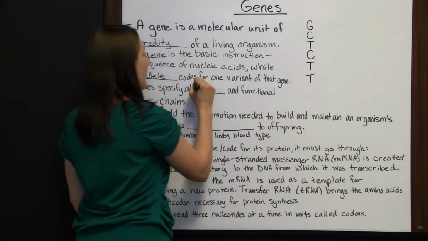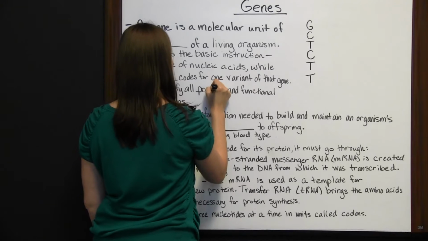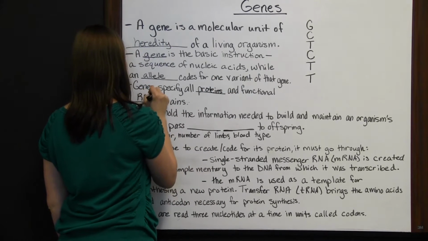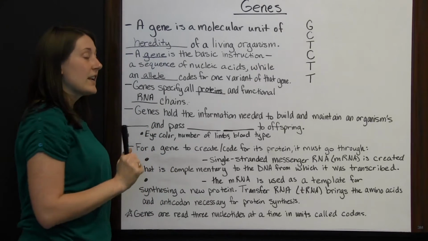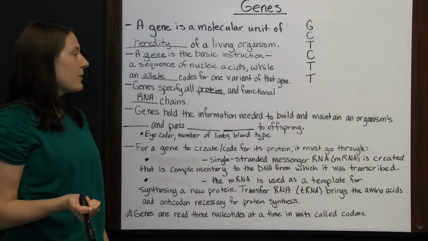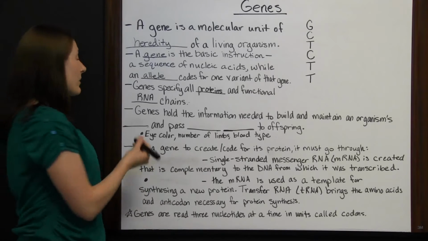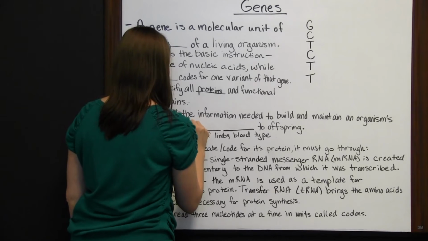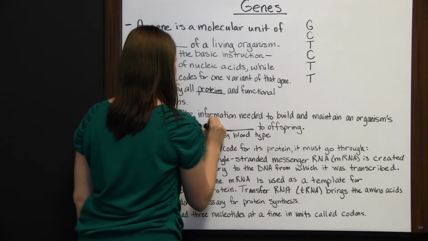Genes do specify all proteins and functional chains. So they specify how these are going to be created, the functional RNA chains. Genes hold the information needed to build and maintain an organism's cells and pass genetic traits to offspring.